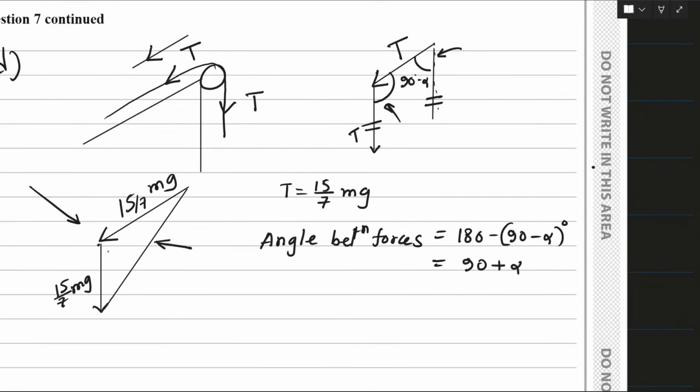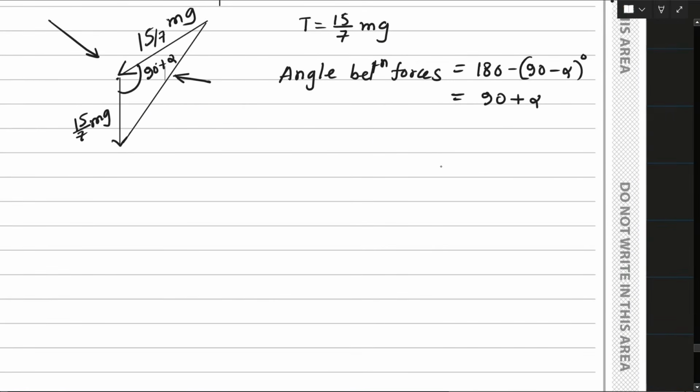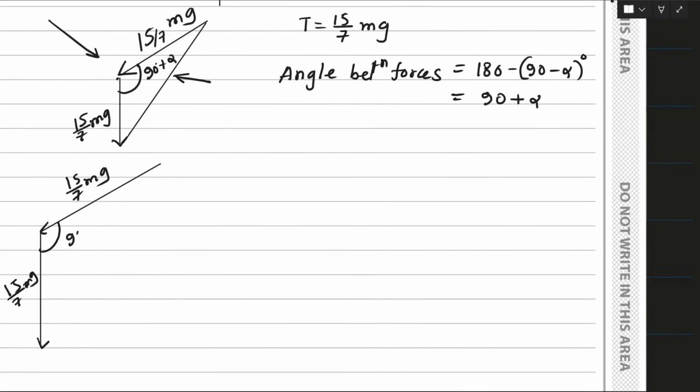So we see from here that the angle between the two forces is 90 plus alpha. If I draw this in a larger way, we have the force T, and we have the same size force acting in this direction. This has a magnitude of 15/7 mg, and this has a magnitude of 15/7 mg. The angle between them is 90 plus alpha. We calculated 90 plus alpha from the original configuration. In the original configuration, the angle between the two forces was 90 minus alpha.